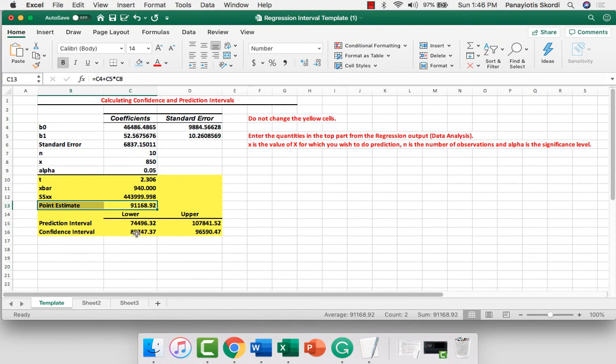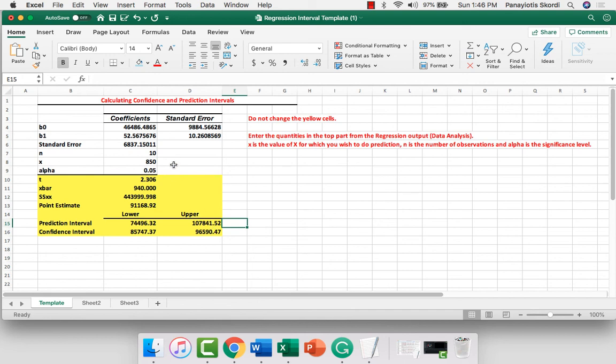So this is actually telling us what the prediction interval and the confidence interval are. For the prediction interval, we're predicting that you're going to have revenue of $91,168.92, and we can give you a 95% prediction interval. So we're talking about the future. We think you can have sales revenue of somewhere between $74,496 and $107,841. That would be your prediction interval. You're predicting what's going to happen in the future, and you're given an interval for that.